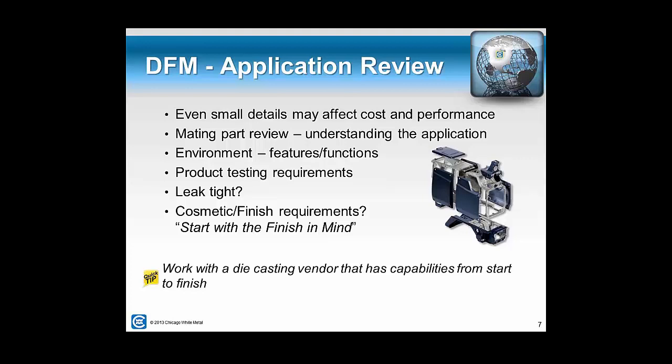It's our recommendation to work with one that has the capabilities from start to finish for all these process steps. Chicago White Metal does have those capabilities, so we would obviously be included in that list, but our recommendation is to work with somebody that has them all. It's sometimes difficult when one company will just die cast, and then you have to send to another company to machine and another company to coat, and that does tend to add some complexity that might not need to be there.